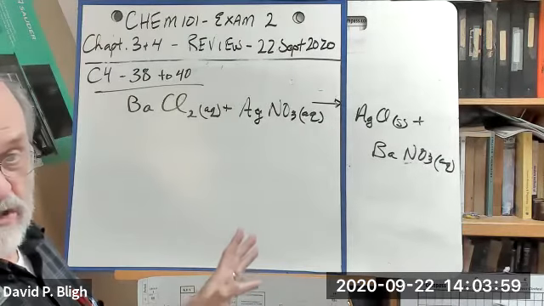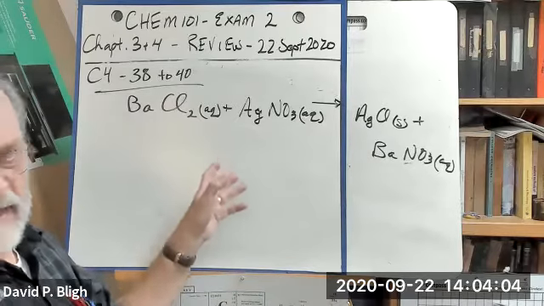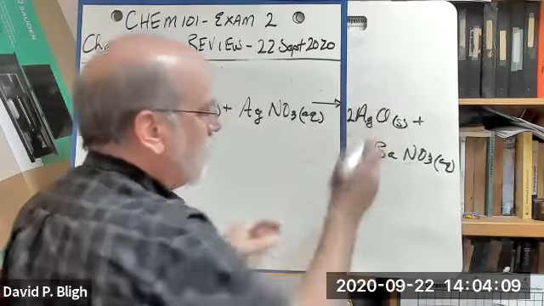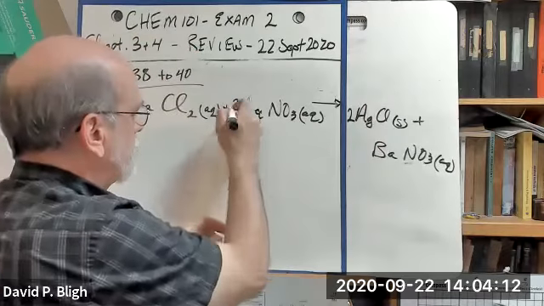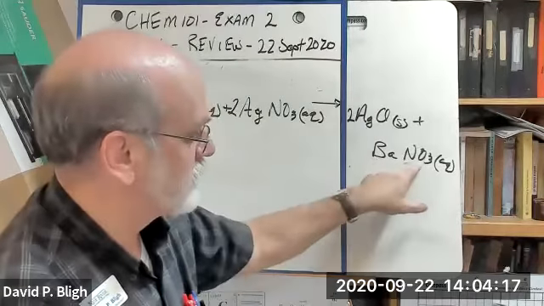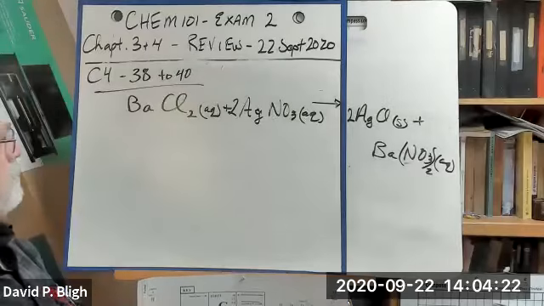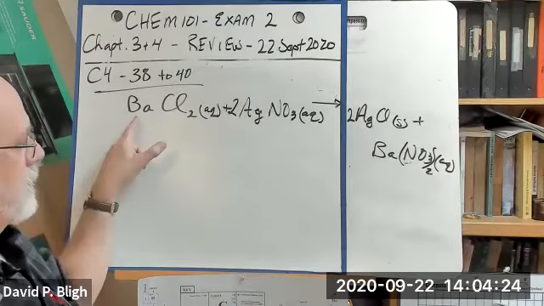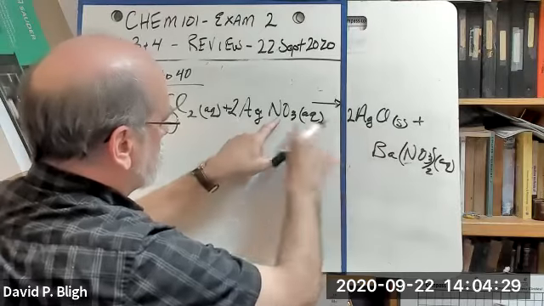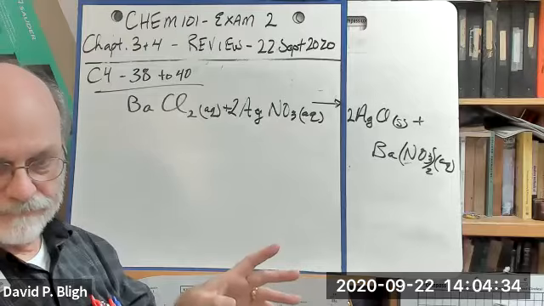Now you balance the equation. 1 barium, 1 barium. This should be fairly easy. 2 chlorines, 2 chlorines. That gives us 2 silvers, 2 silvers. We didn't write this one correctly, did we? 2+, 1-. So let's check it again. 1 barium, 2 chlorines, 2 silvers, 2 nitrates. Now we have a balanced molecular equation.